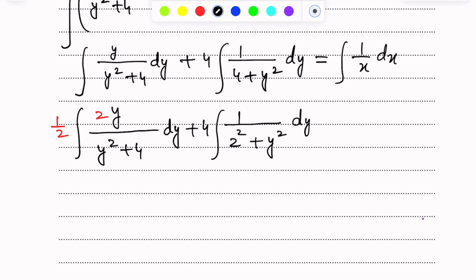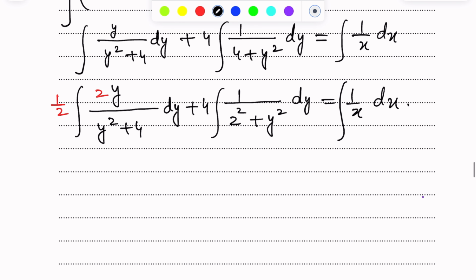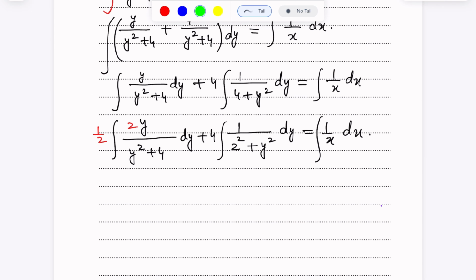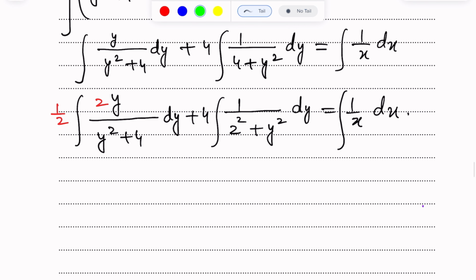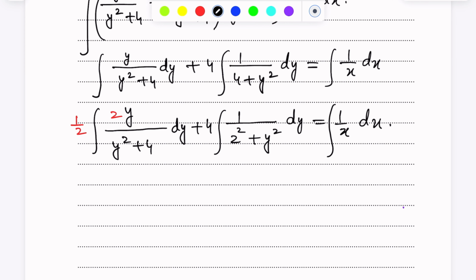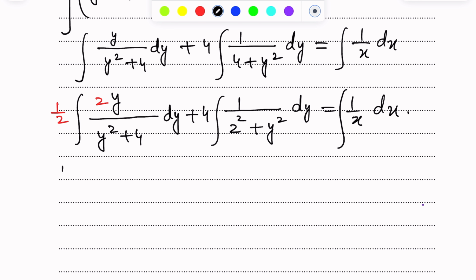Right side will be 1 over x, integration of 1 over x with respect to x. Now we will integrate. First integral will be equal to 1 over 2 integration of 2y over y square plus 2 will become log y square plus 2 according to the formula.